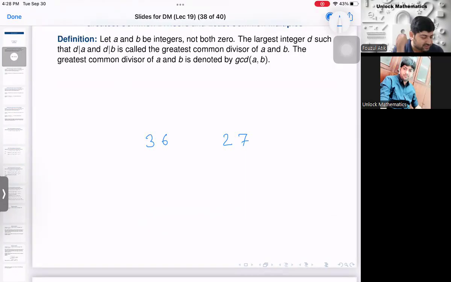So we have to check what is the largest divisor. Now I have a divisor which is 9, which divides 36 and which divides 27 both, right? And this is the largest one. The common divisor may be 3, but 3 is not the largest one. So the greatest common divisor is 9. How do you represent it? GCD of 36, 27 is equal to 9.